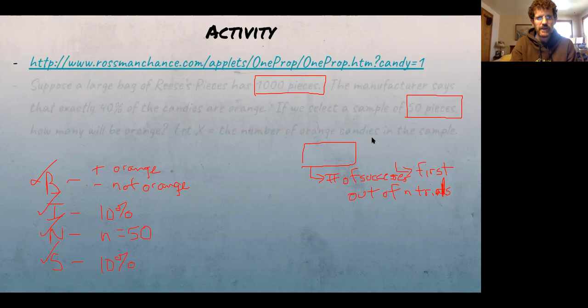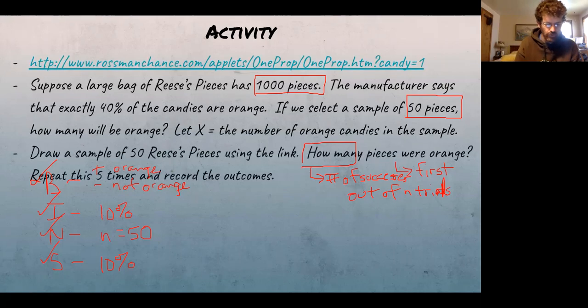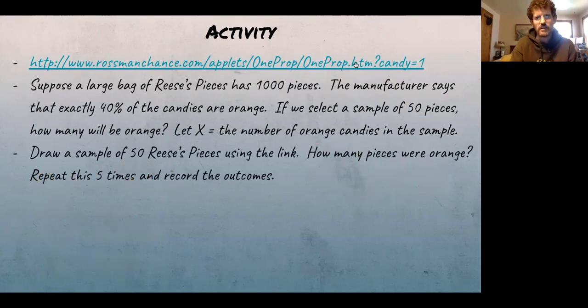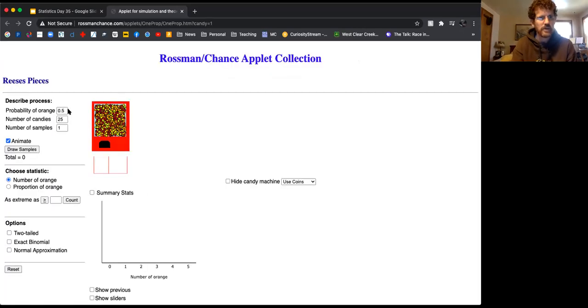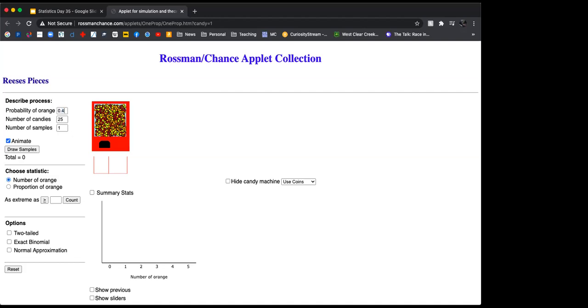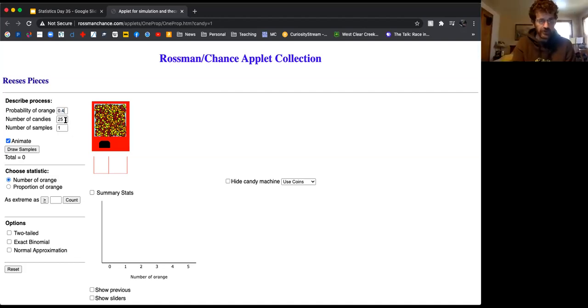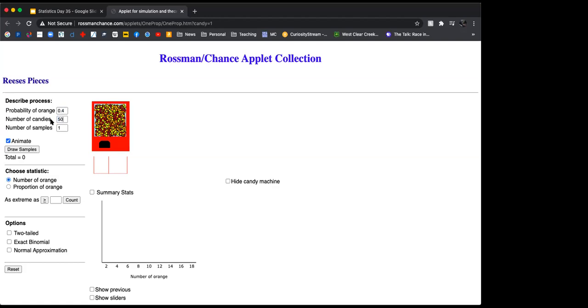Before we jump into that, we're going to run a simulation, and I'll post this link in just a second, but I want to show you what this gives you when you click on it. You can see all your Reese's Pieces up here. It tells you the probability of orange, and it told us our probability was 40%. So all of us are going to have a 0.4 probability. Our number of candies in our sample was 50. So I'll just draw one sample.